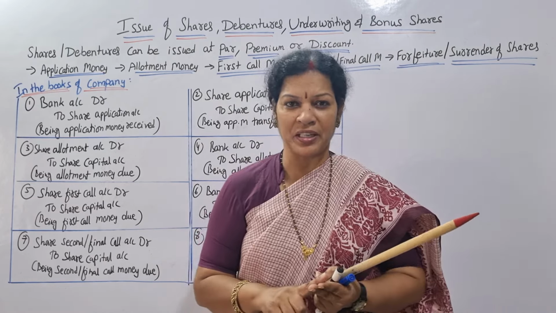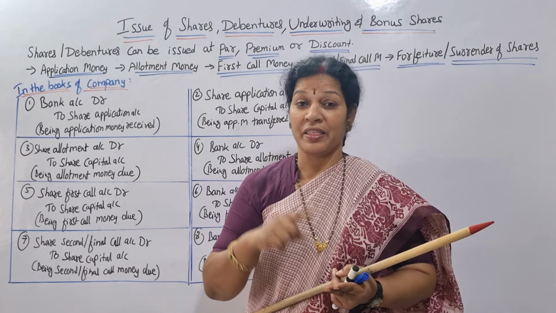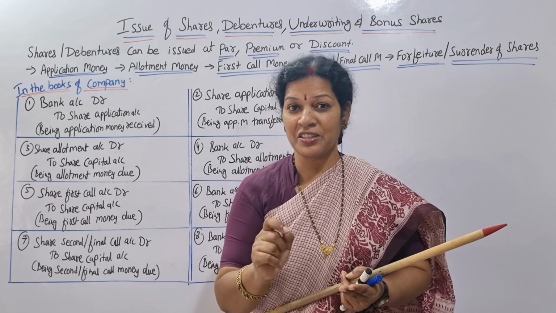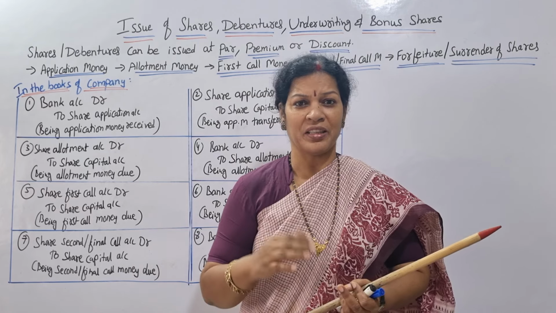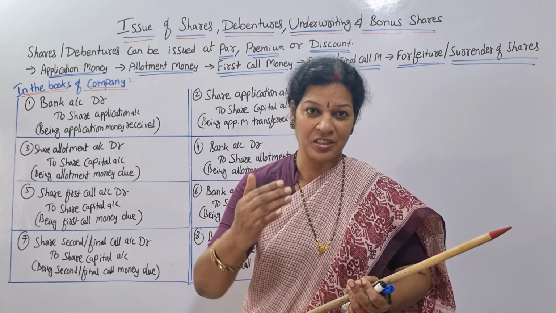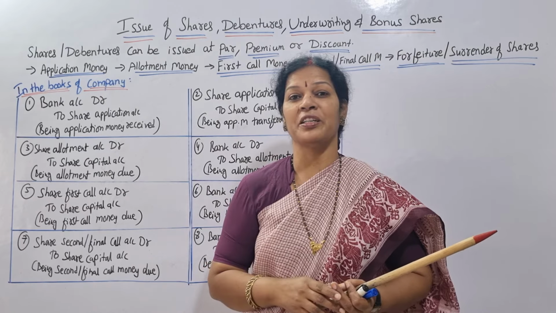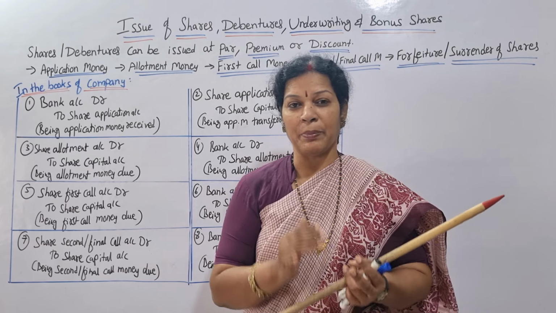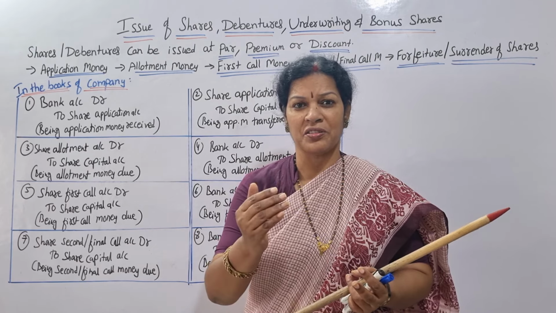A company has to get the capital. How do they get the capital? They may issue the shares. Shares means preference shares and equity shares. And they may issue even debentures also. Through this, by issuing shares or debentures, the company is accumulating the capital. Right? So when the company gets the capital, how do they issue the shares?